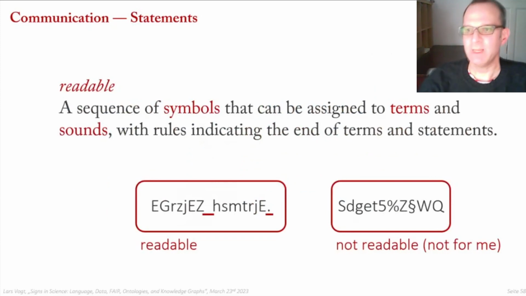So what does that mean for the readability of statements and the interpretability and actionability? A statement is readable if it's a sequence of symbols that can be assigned to terms and sounds, with rules indicating the end of terms and statements. So we have here a space that indicates this term has terminated and a new term is starting. And we have the point here that indicates the end of the statement.